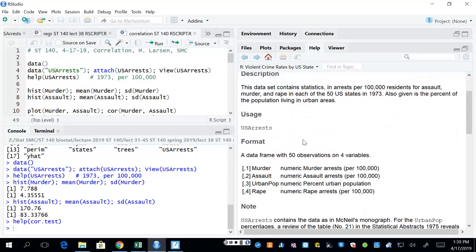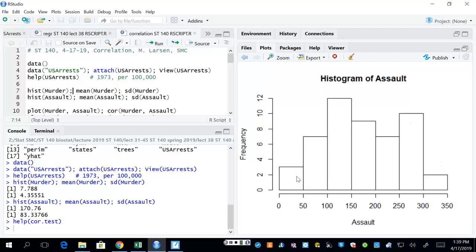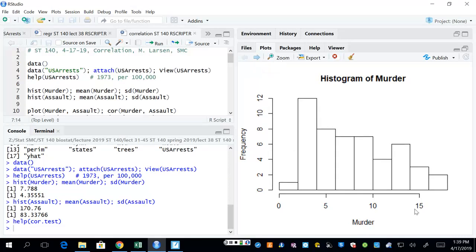It's 50 observations for the 50 states, and it's murder rates, assault rates, rape arrests per 100,000 people. So these are in small numbers, and also percent urban population. For instance, if you look at a graph of the murder rate, these are the histograms of the assault rates. People arrested, 200 per 100,000 people. Murder is much less, 10 per 100,000 people, and so on.